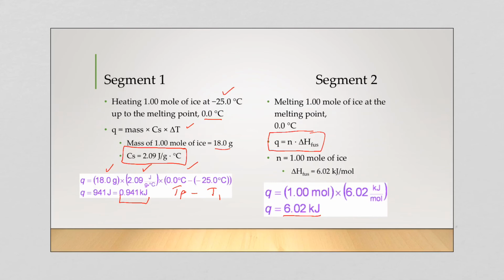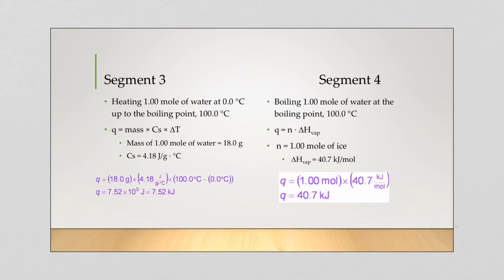So now we're at where we've fully melted the ice. We have liquid water at 0 degrees. To heat that liquid water from 0 degrees up to the boiling point, 100 degrees, again, we're going to utilize our standard heat equation, utilizing the same mass, but now the specific heat of liquid water, and our temperature change of T final, 100 minus 0, so a 100 degree temperature change. So we get 18 times 4.18 times 100, we get 7.52 times 10 to the third joules, or 7.52 kilojoules.